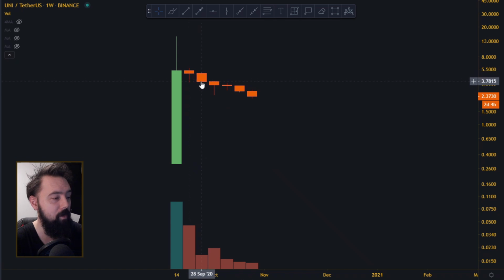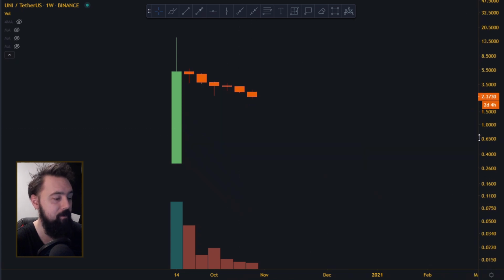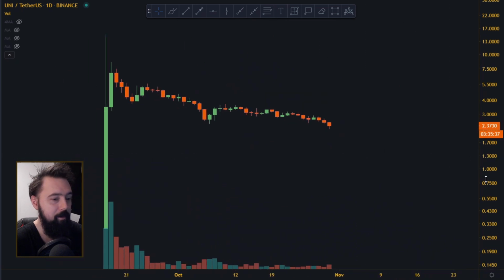This has been going for 1, 2, 3, 4, 5, 6 weeks. 6 weeks you've been having the red candles, and soon, statistically speaking, it doesn't have to be, but you gotta get the green candles sooner or later on the weekly. So you have something to look forward to, right?